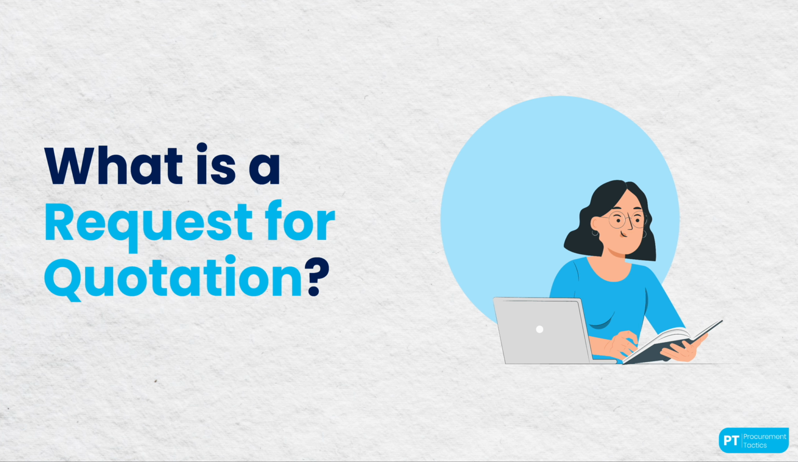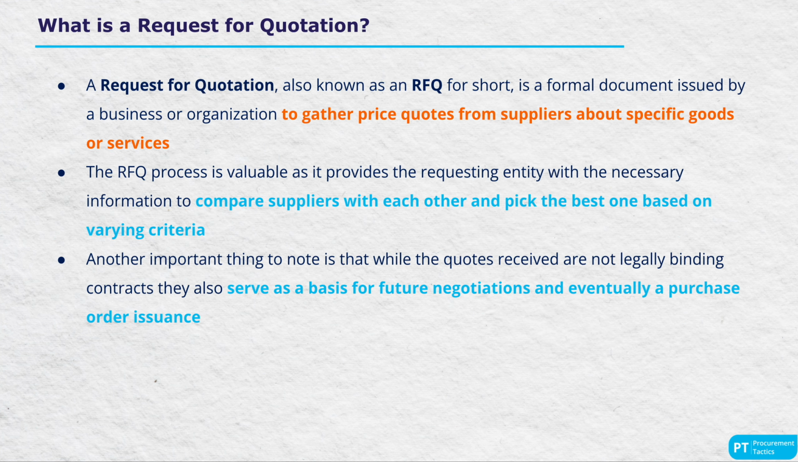Let's first answer the question of what a Request for Quotation is. A request for quotation, also known as an RFQ for short, is a formal document issued by a business organization to gather price quotes from suppliers about specific goods or services. The contents of an RFQ include an outline of detailed specifications, quantities, and terms that allow vendors to submit competitive bids. The RFQ process is valuable as it provides the requesting entity with the necessary information to compare suppliers with each other and pick the best one based on varying criteria.